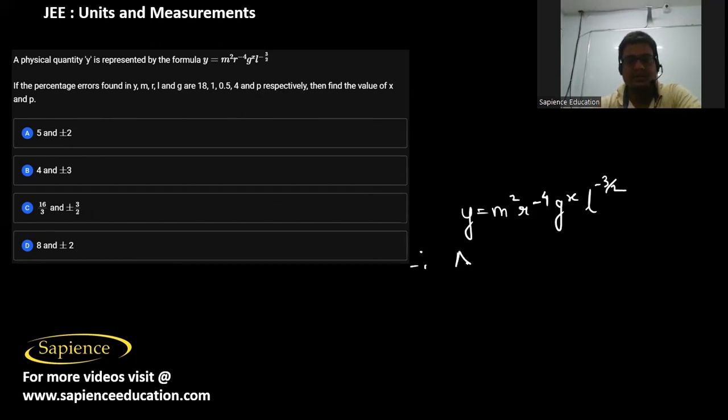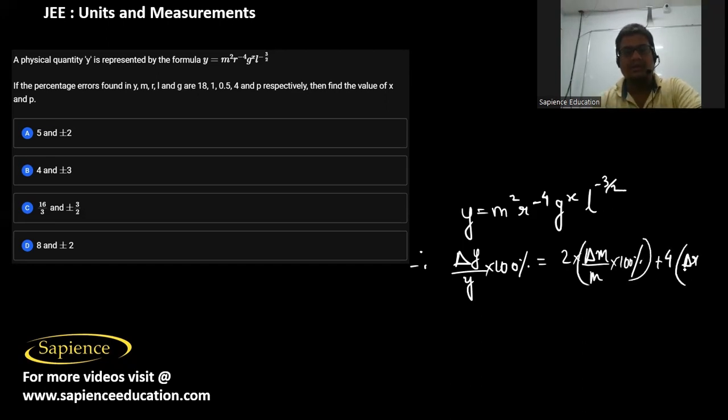So therefore here we can say that delta y by y into 100, which is the percentage error in the value of y, will be equal to 2 into percentage error in m, plus 4 into percentage error in r, plus x into percentage error in g, plus 3 by 2 into percentage error in L.